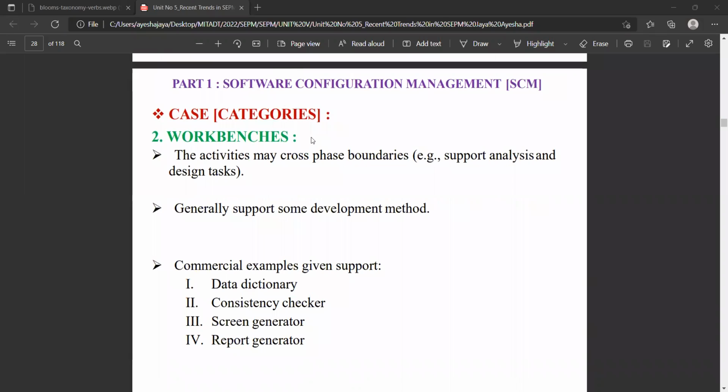Of course, workbench is the support we require for analysis and design, and it may cross the phase boundary. Why may it cross the phase boundary? Because we already said that outsourcing is a part of the workbench. So outsourcing has to be apart from the organization. It's not part of the organization. Some other organization would be providing that support. So it's not a part of our boundary. But of course, it will be our extended support.